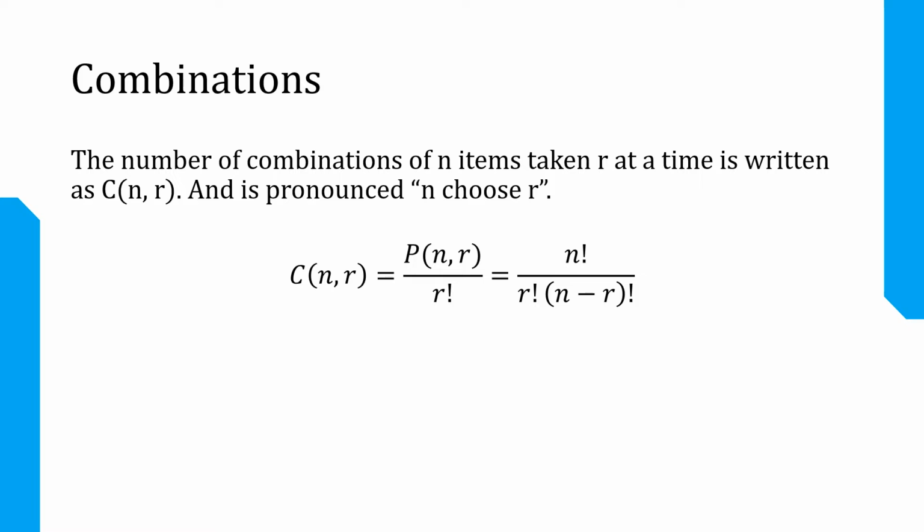So shown here is the equation that we use for combinations. The number of combinations of n items taken r at a time is written C in parentheses n comma r, and it is pronounced just n choose r. It is sometimes referred to as the binomial coefficient.